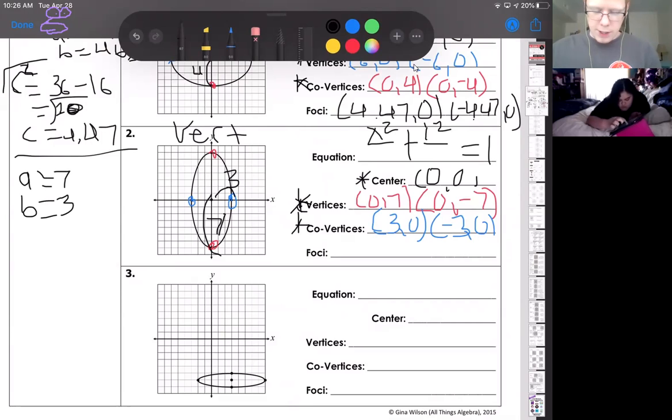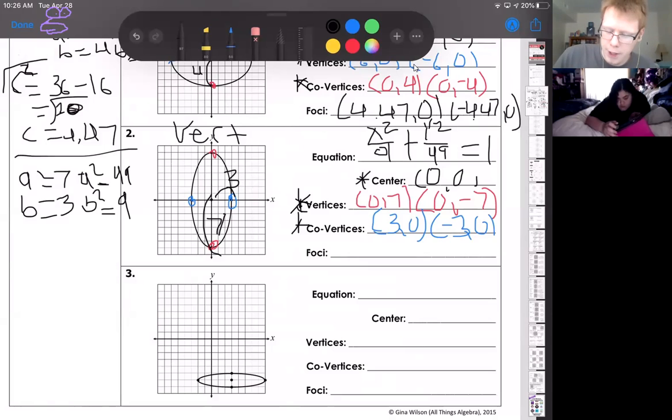The bottom, since it's vertical, you're going to put the a underneath your y value. So it would be 49, because a squared would be 49. And then your b squared would be 9. So since it's vertical, you put the bigger number squared underneath your y value. So you need to square them in that formula. So my equation would be x squared over 9 plus y squared over 49 equals 1.